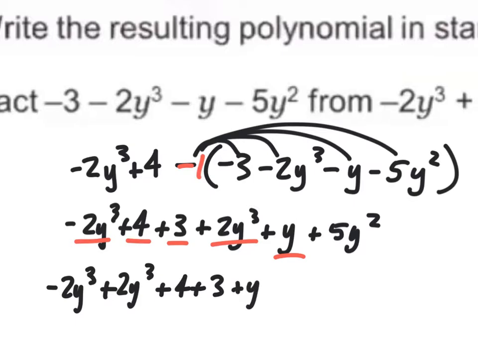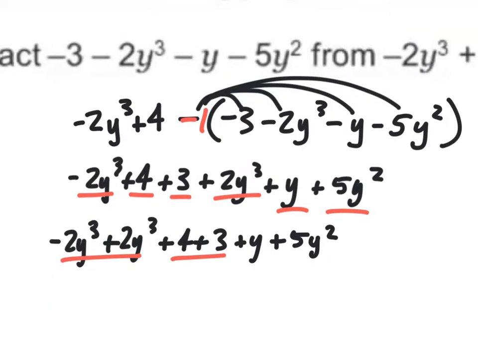And then I'm going to add my last one, which is 5y squared. Okay, and I don't have any other 5y squared, so plus 5y squared. Okay, so the only ones I need to combine are these two and these two. Now, what I notice here is that negative 2y cubed and positive 2y cubed, if I add those two numbers together, I get 0y cubed.